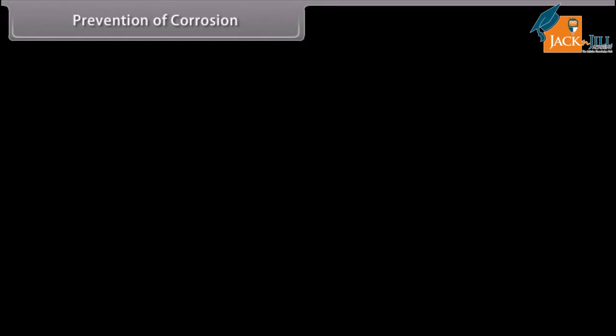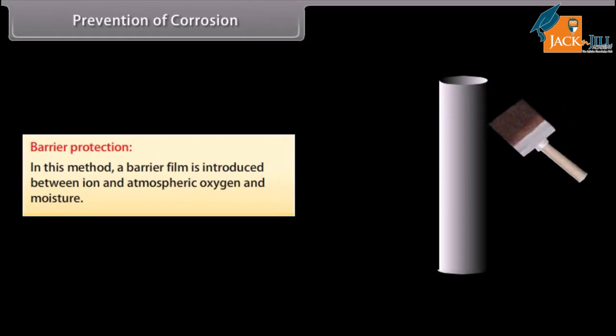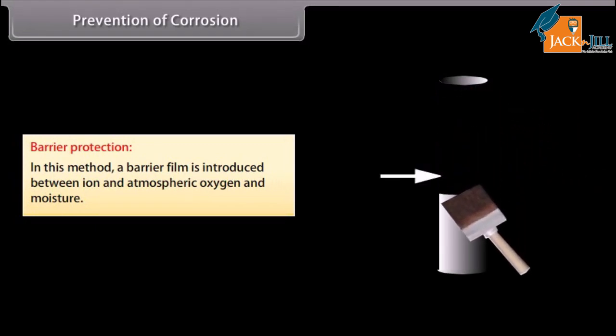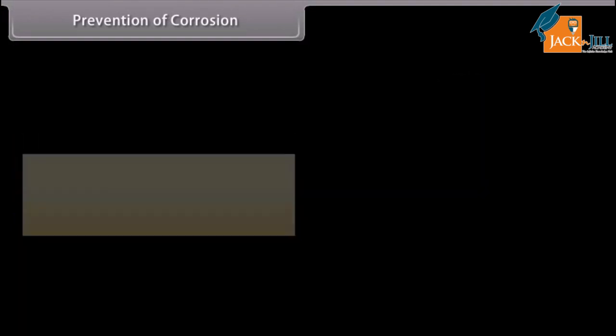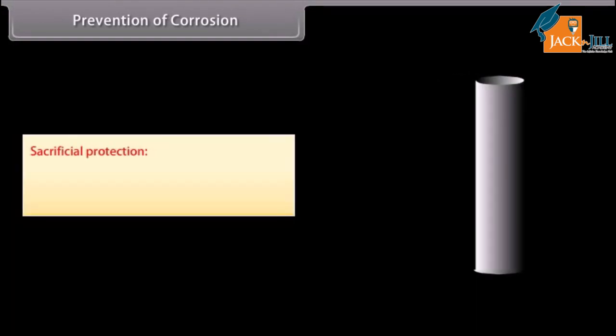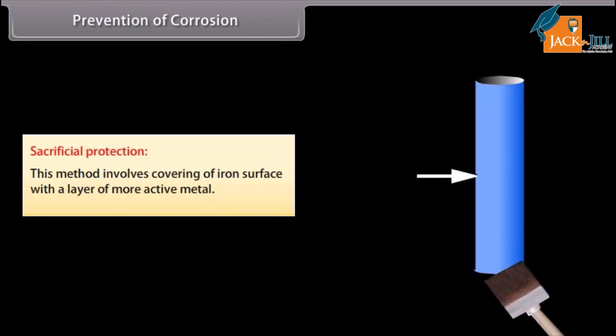Prevention of corrosion. There are many methods for protecting metals from corrosion. Some of these are as follows. Barrier protection. In this method, a barrier film is introduced between iron and atmospheric oxygen and moisture. Sacrificial protection. This method involves covering of iron surface with a layer of more active metal.